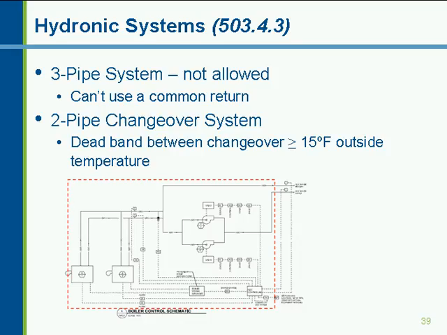Another requirement for hydronic systems, three-pipe systems are not allowed. Systems that supply hot water through one pipe, cold water through another pipe, and return to a common pipe. That mixing of heated and cooled water through a return pipe is not allowed. You are allowed to have a two-pipe changeover system, but if you do, you must have a dead band of 15 degrees outside air temperature before you can switch between heating and cooling in that two-pipe system.